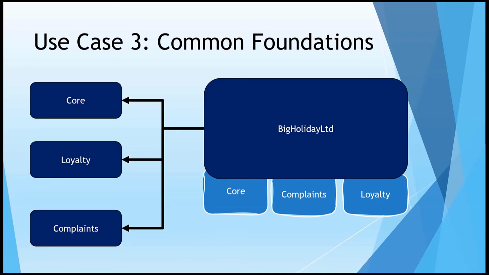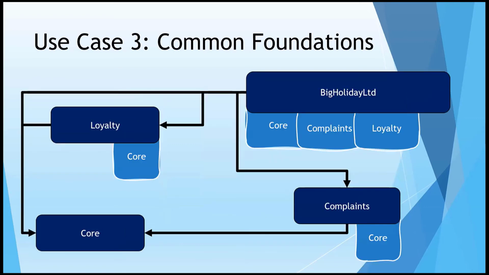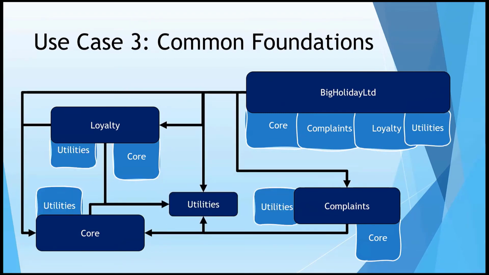Now, this isn't exactly what the system will look like. It's a slightly simplified version. The actual version will look a bit more like this, because your loyalty and your complaint systems will be built on top of core. And if you have anything like the utilities project, it'll look a bit more complicated again. But the good news is you don't really need to be tracking these references like this. There's no real reason you need to diagram it all out.